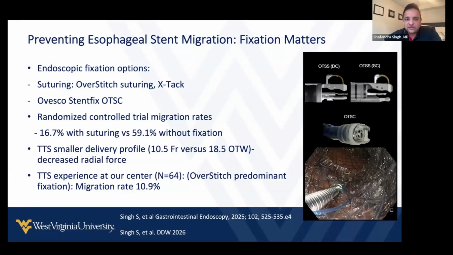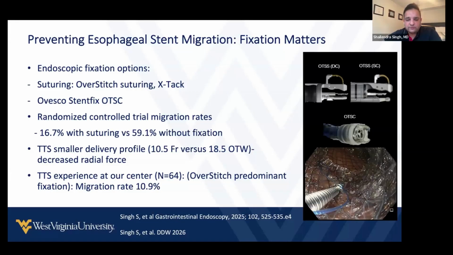And within this randomized controlled trial, slightly less than half of our patients had through the scope stents, which were similar in both the arms. So one thing to note is that TTS stents have a smaller delivery profile. These are 10.5 French. That is why they are able to go through the therapeutic channel of the scope, versus the over the wire stents, which have a bigger delivery profile.